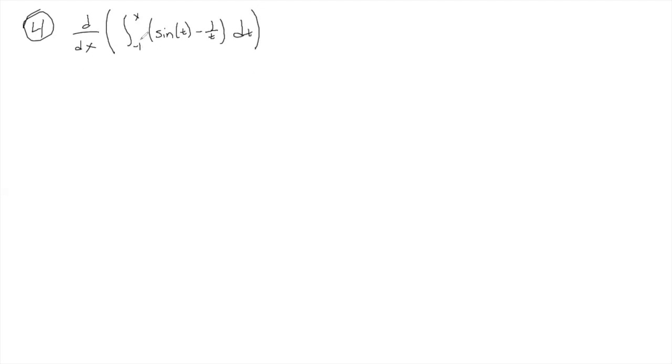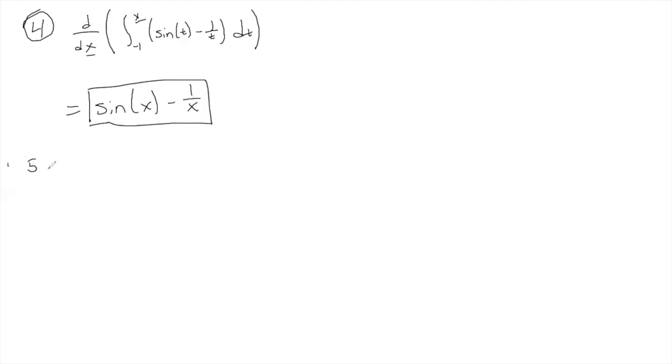Okay, so remember I need a constant on the bottom and I need an x on the top for the trick to work. And wouldn't you look at that, constant on the bottom, x on the top for this to work. This and this match up. This is a constant, so we're set. All I need to do now is take the integrand, sine t minus 1 over t, and plug in the top bound, or whatever we're differentiating with respect to. So in that case, I get sine of x minus 1 over x, and we're done.